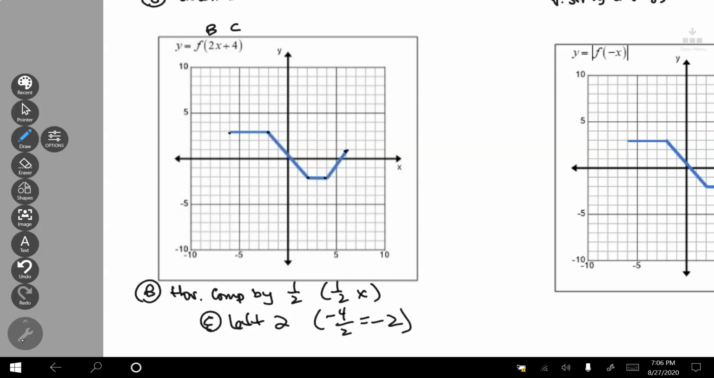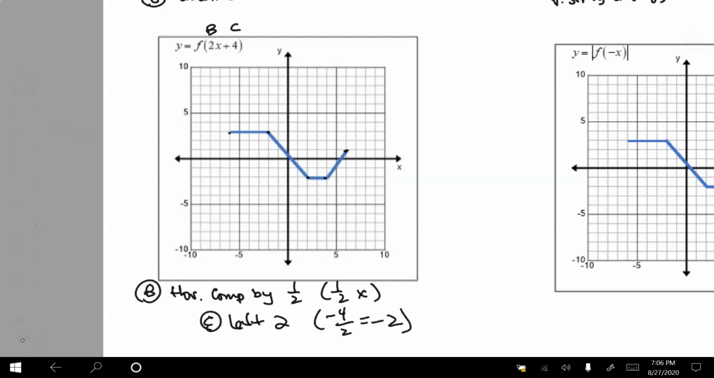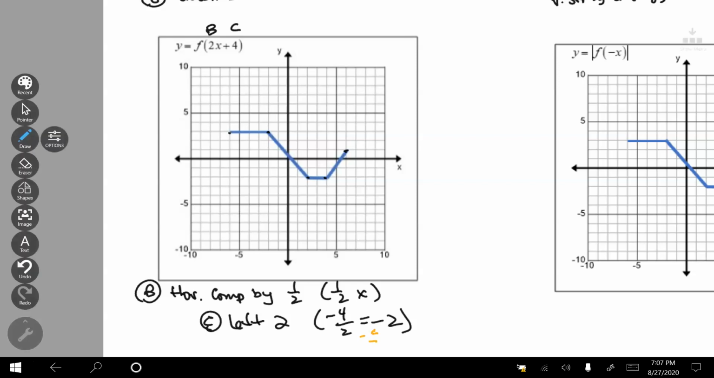Okay, for this next one, I have the letters B and C. Remember, B and C have inverse effects, so B is a horizontal compression of a half, not stretched by 2. That means I take half the x values. And then it's left 2. It's not left 4. Remember, -c over b. So I got -2, which is left 2.